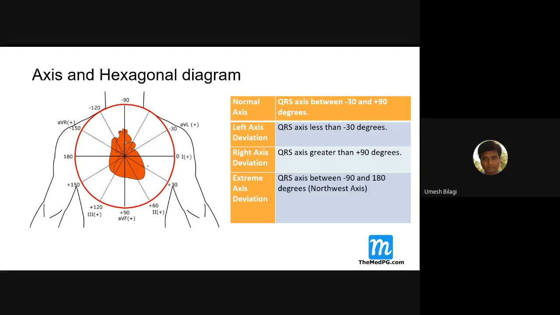So if the electrical axis falls here, it is called left axis. If it falls here, it becomes right axis. But if it falls here, it is indeterminate or northwest, because it can reach here like this also, or like this also. You can't say right or left, it is northwest, because things can come from here as well as from here. So it is northeast axis. All troubles are from northeast for us.